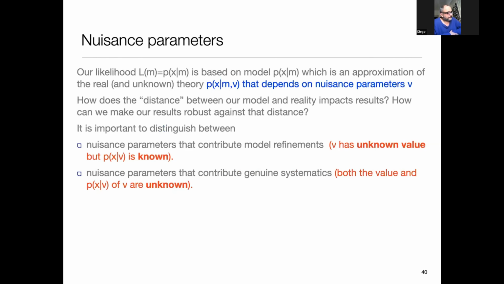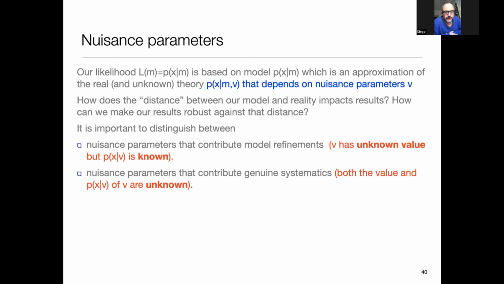So we have introduced these additional abstract parameters nu to parameterize the difference between the assumed model and the ideal, the real model, right? And there are two cases. One case where I don't know the value of nu, but I know how nu is distributed. So I know the probability of x given nu.